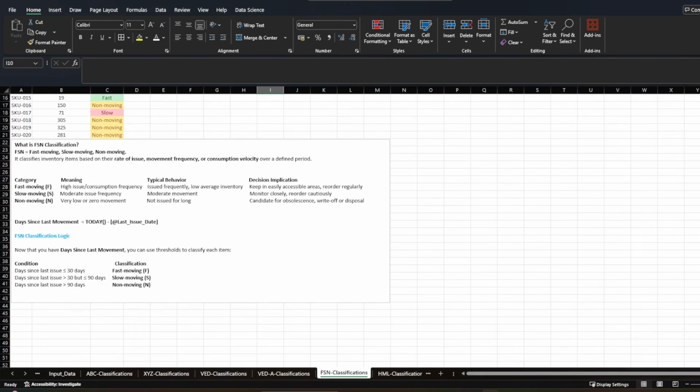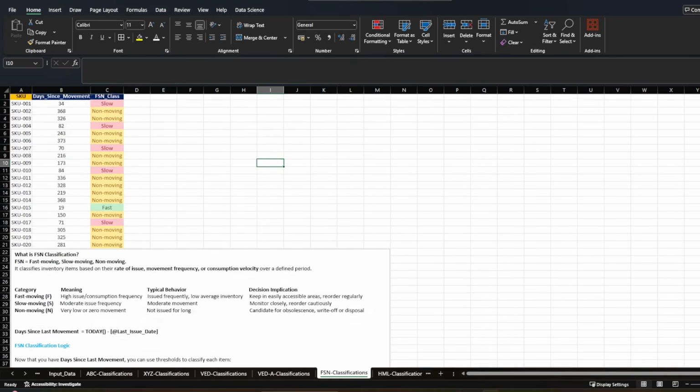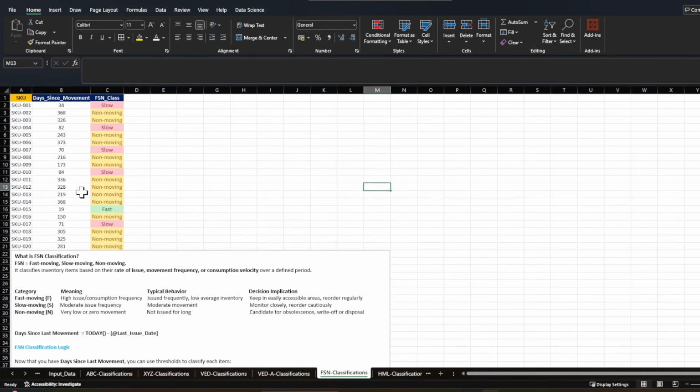Let's say if something has not moved for more than 90 days, it is non-moving. If something hasn't moved in the last 30 days, but within the past 90 days it has had some movement, it is slow moving. But if you have something which has moved in the last 30 days, every month, then you can categorize it as fast moving. As per your application, you can have different numbers, but these are the general numbers in terms of CPG clients.